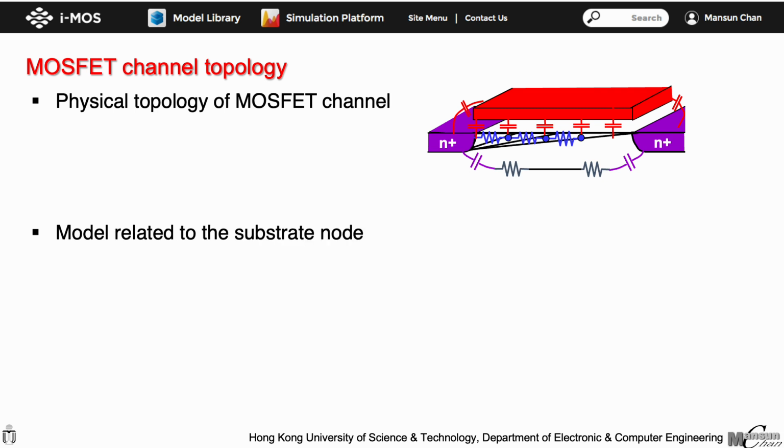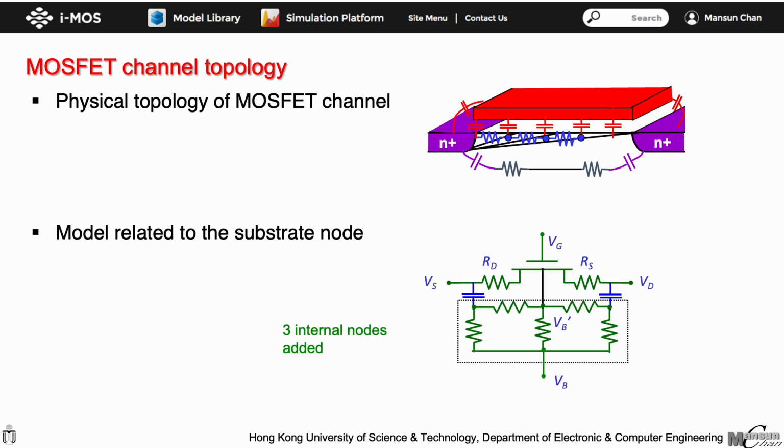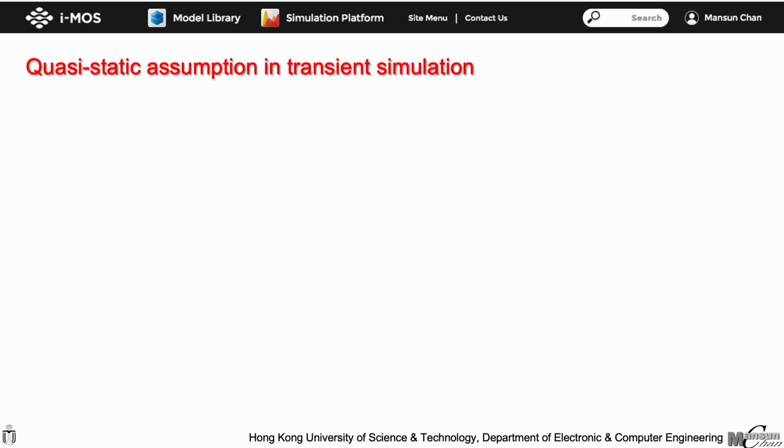To further refine the high-frequency model, other parasitic elements may need to be included. For example, there will be AC current path through the substrate. In some of the BC models, a substrate resistor network is added to the MOSFET model with 3 internal nodes to capture the substrate-related frequency behavior. We have explained the difficulties to develop high-frequency models.